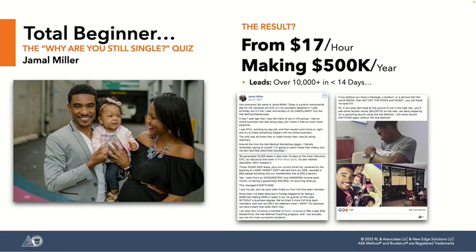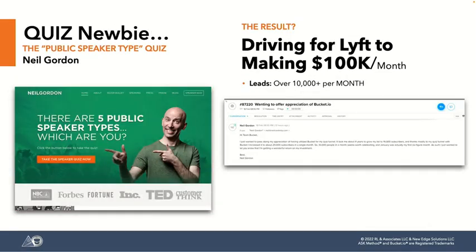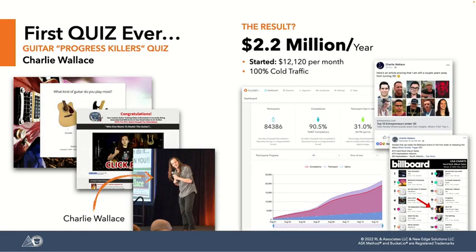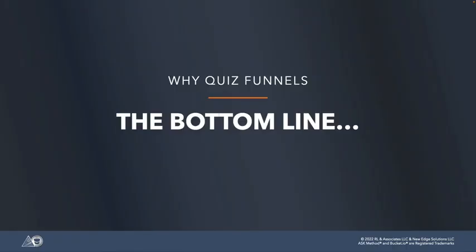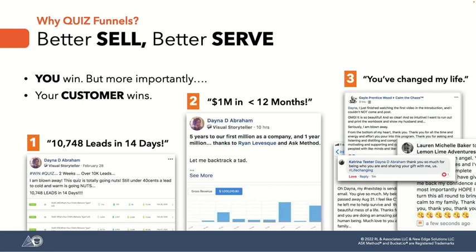From Jamal Miller, who went from $17 an hour to $500,000 a year, to Neil Gordon, who went from driving for Lyft to making $100,000 a month, to Charlie Wallace, who was living in the back of his car, started teaching guitar online through his quiz funnel, and is now making over $2.2 million a year. And people like Dana Abraham, a mom of 3 kids, who built a business helping outside-the-box kids who have traditionally failed in the traditional school system, but now have thrived through her teaching and her work in the back of her child behavior type quiz, which makes over $1,254 a day.